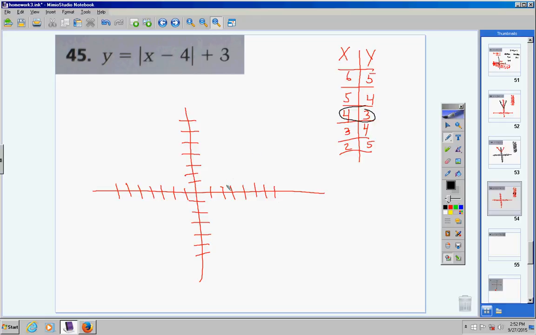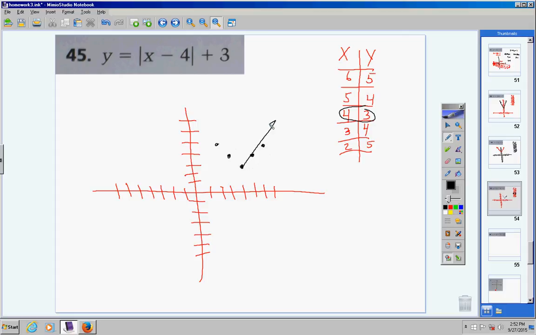Here's your vertex, so over 4 and up 3. There's your vertex. Now one ordered pair is (6, 5), so over 6 and up 2 more to 5. (5, 4) is an ordered pair, over 5, up 4. (3, 4) is an ordered pair, over 3, up 4. And then (2, 5), over 2 and up 5, right there.